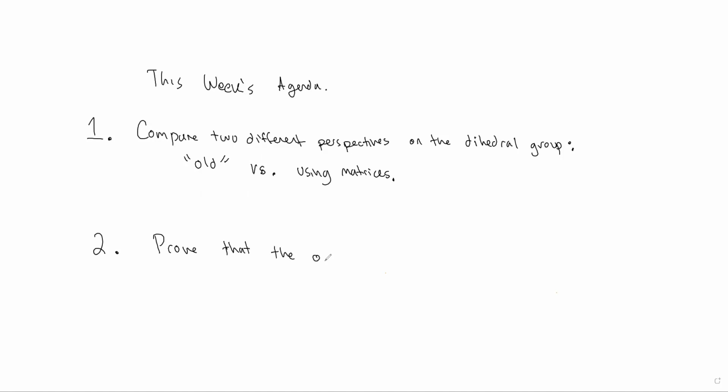And the second item is to prove that the orthogonal group is actually a group. The orthogonal group is usually called O of n. So let's do it.